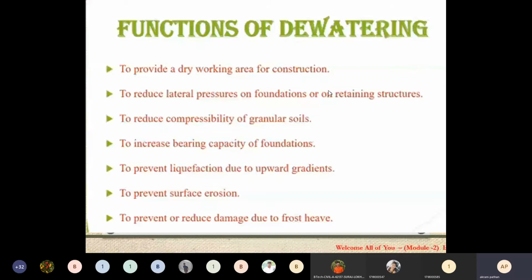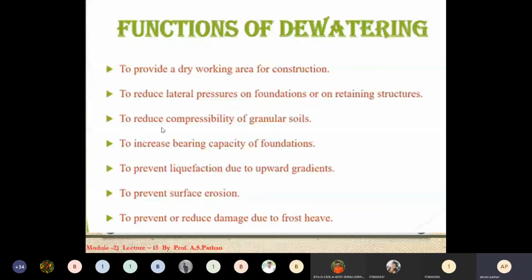So why should one carry out dewatering? What are the various functions of dewatering? The first function or objective is to provide a dry working area for construction. Then, to reduce lateral pressure on foundations or on retaining structures. Whatever lateral pressure or uplift pressure from water may come on the foundations of any structure can be reduced with the help of dewatering methods.